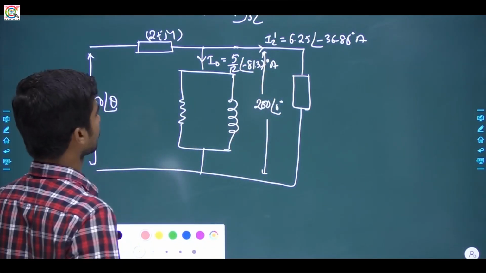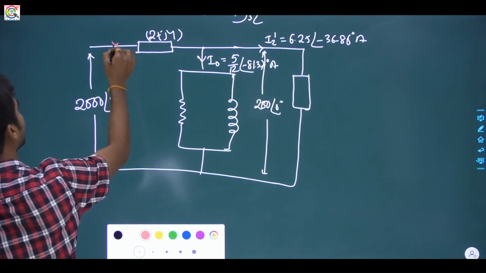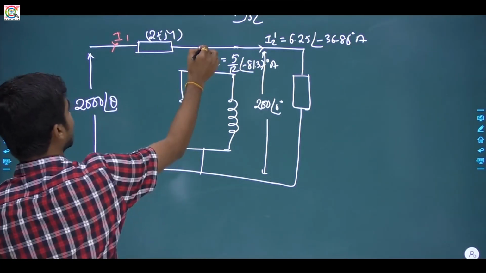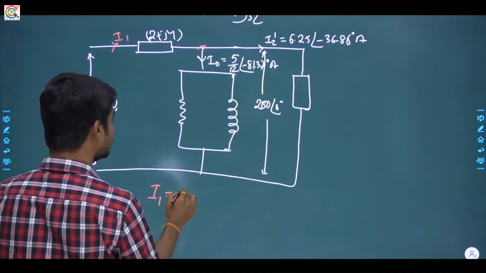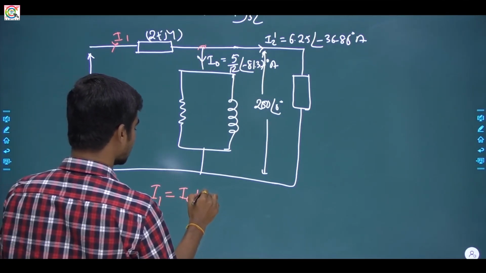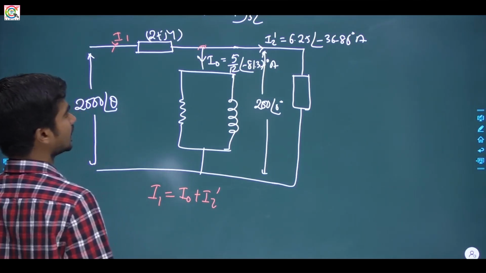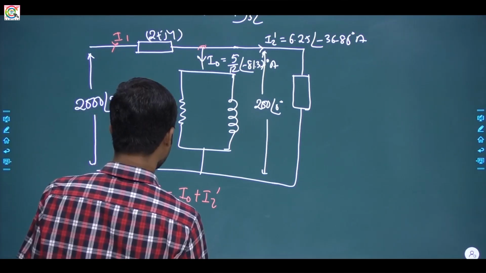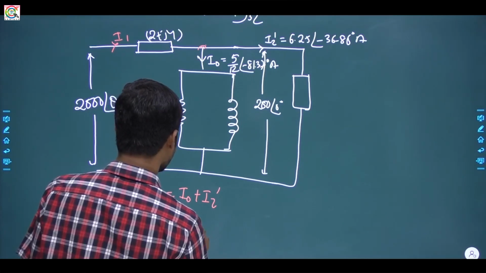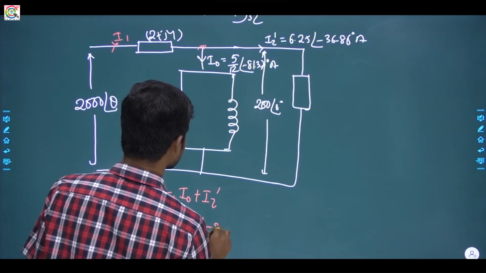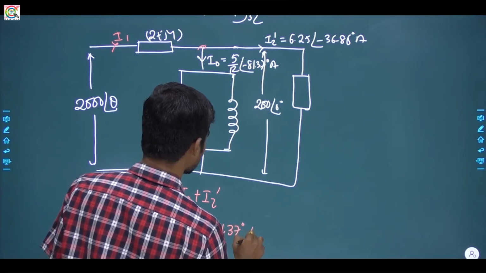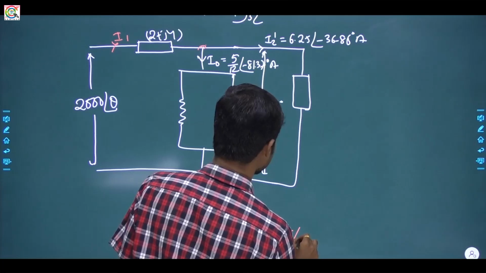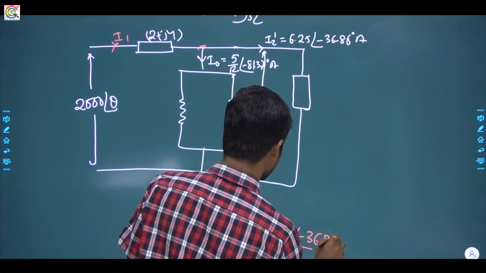Correct or not? So यहाँ पे प्राइमरी साइड करंट क्या होगा? Apply KCL at this node. So I1 will be I0 plus I2 dash. I0 is equal to 5/12 angle minus 81.37 plus 6.25 angle minus 36.86.